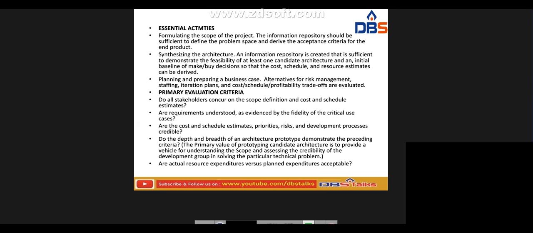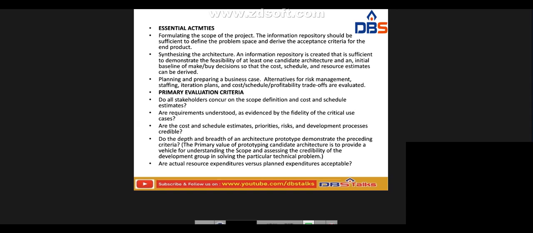So the next one is planning and preparing a business case, alternatives for risk management, staffing, iteration plans, and cost, schedule, portability, and what trade-offs are evaluated. So everything will be planned for the particular project or product. So what are the alternatives, risks in management, whether staffing, iteration plans, cost, schedule or portability, everything will be evaluated in the particular essentials, okay.